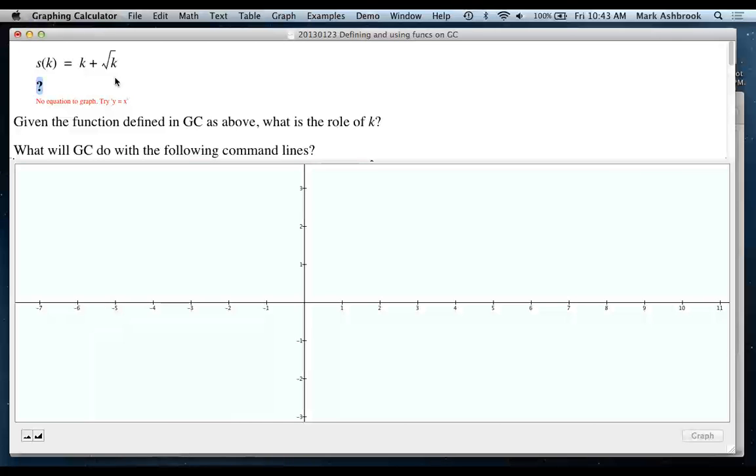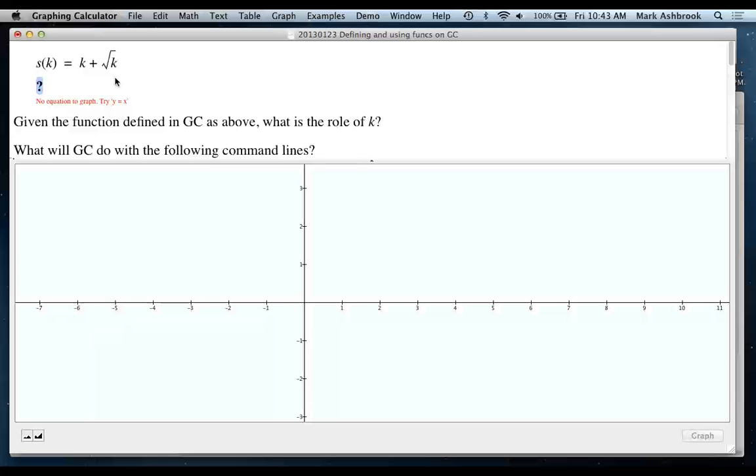So what is the role of k in that line? Anybody? Yeah. The input. Okay. Yeah. So it's what's called a local variable, and it's in that line. It means the input of s, right? So whenever we invoke s, whatever's in those parentheses, it's going to do what?